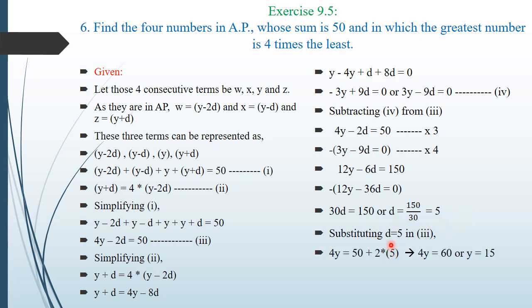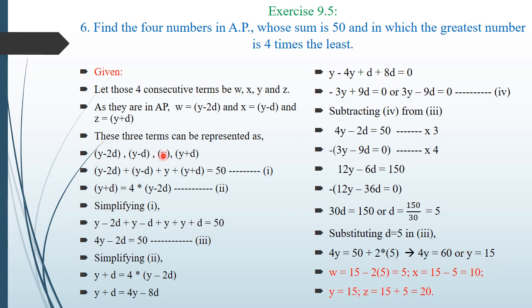Now substituting d equal to 5 in equation 3. I can substitute this d in equation 3 or equation 4 in order to find one more unknown term. I'll consider equation 3 and put d equal to 5. Therefore, I'll be getting 4y equal to 50, taking this minus 2d to the right side, that will be 50 plus 2d. Therefore, 4y is equal to 50 plus 2 into, in place of d, I'll substitute 5 here. Therefore, 4y is equal to 50 plus 5 into 2 is 10, that is 60. Therefore, y is equal to 60 by 4. Therefore, y is equal to 15 here.